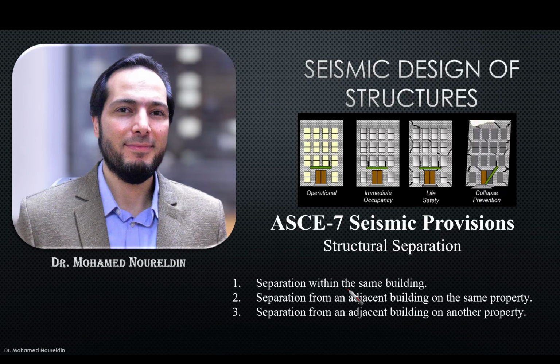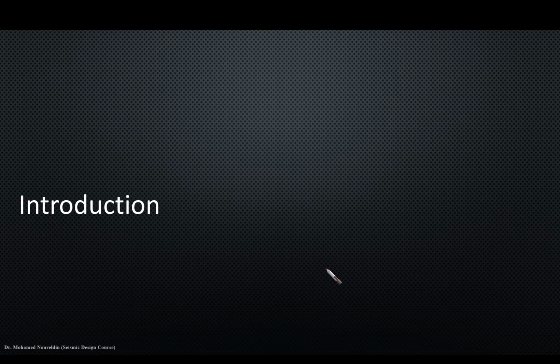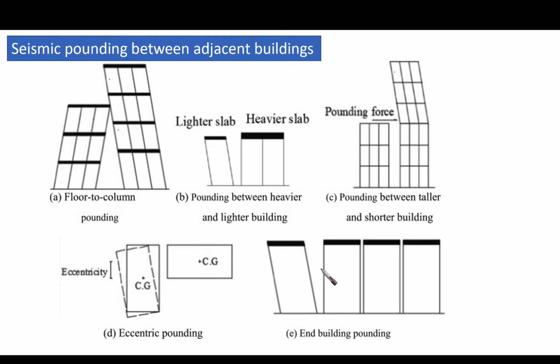On top of that, I'm going to talk about, of course, the ASCE 7 seismic provisions regarding structure separation, and today I'm going to add the ASCE 41 provisions also regarding structure separation, because they are a little bit related to one another. Okay, let's go and have an introduction to the structural or seismic pounding between adjacent buildings and why the code is trying to put this limitation between the buildings.